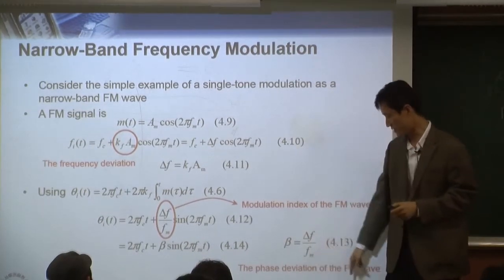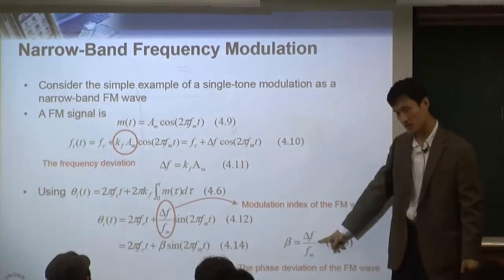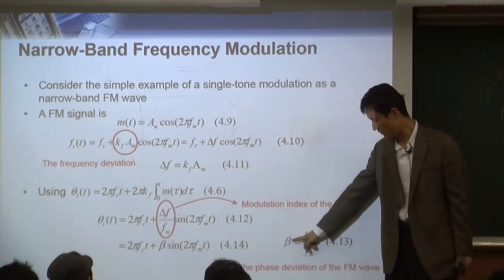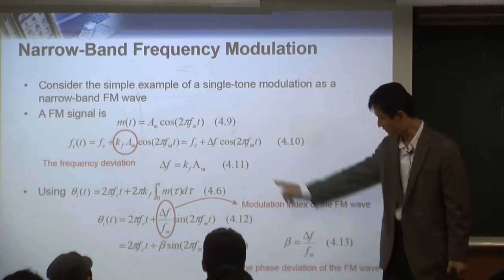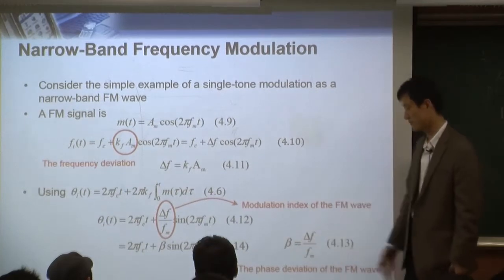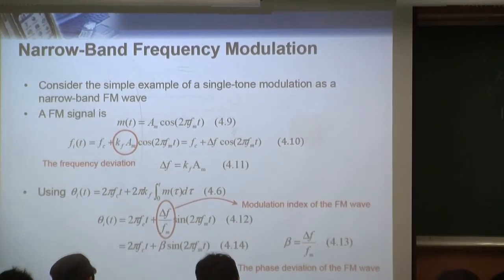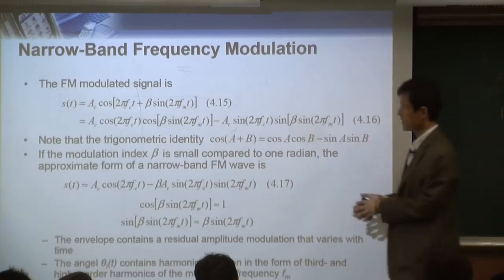How much phase is deviated? That's a phase deviation. But when you compare this frequency deviation with the phase deviation, now you can see that phase deviation is delta f divided by fm. Okay, that's the phase deviation. So given that, let's go to the next slide.